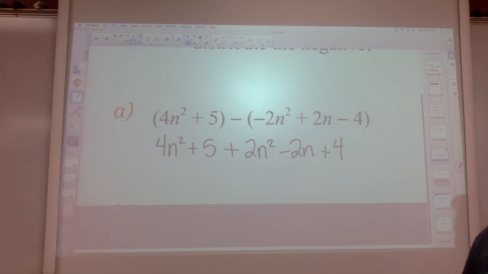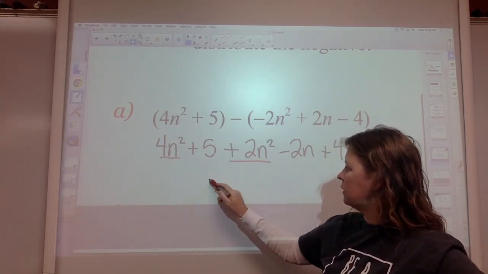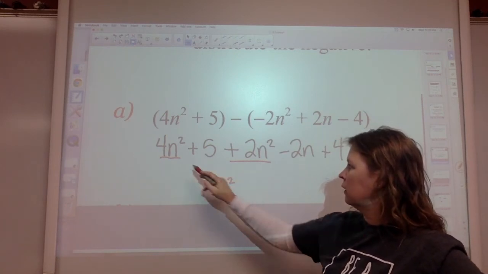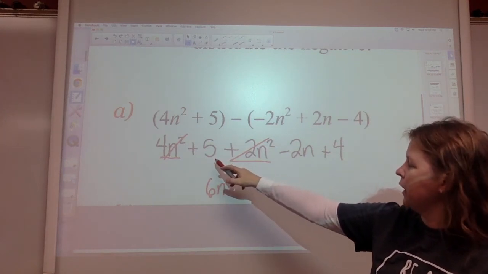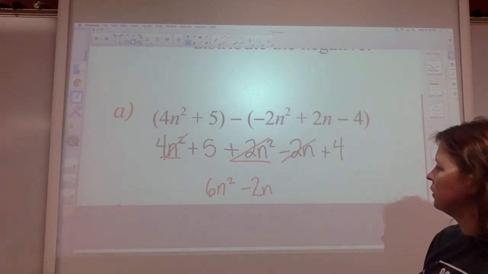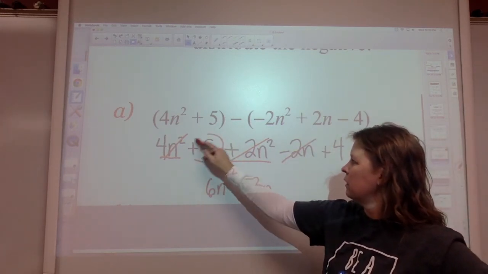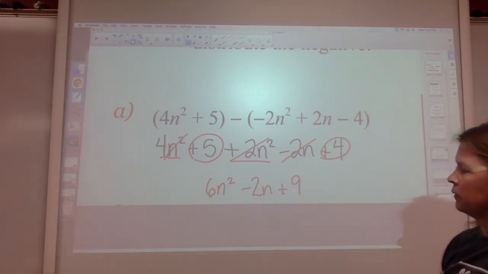From there, nothing's new. Let's just add like terms. And there's another way you can add like terms other than the different shapes. I prefer that you use the different shapes, but you could actually look at this and be like 4n squared plus 2n squared is 6n squared. Cross those off. Next up, we don't want the 5, that comes last. Negative 2n, cross that off. 5 plus 4 is 9, that goes last.